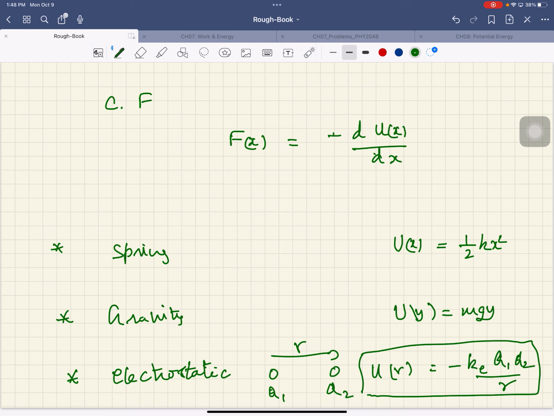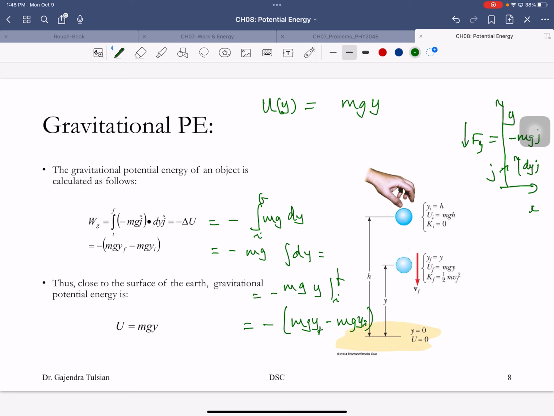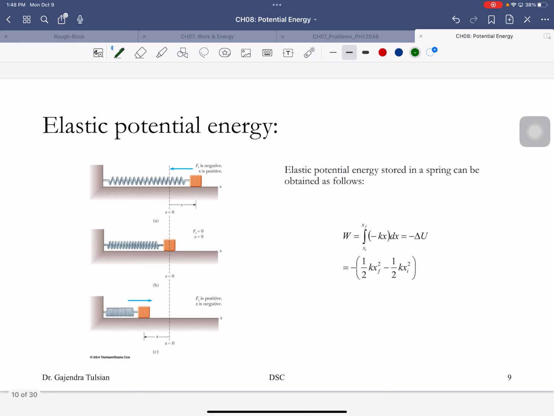So what are we doing now? We're just giving you the potential energy function for these three forces. So we derived that. Now let's do the derivation for the spring potential energy. You guys understand? All right. So now we'll consider the spring force.